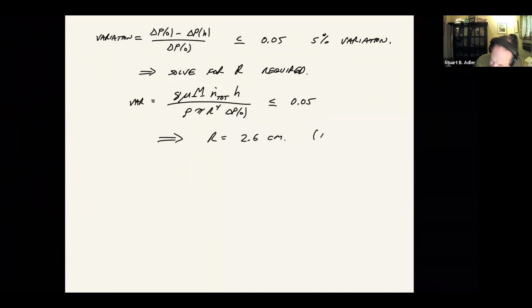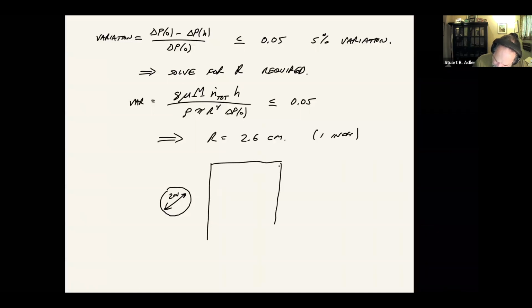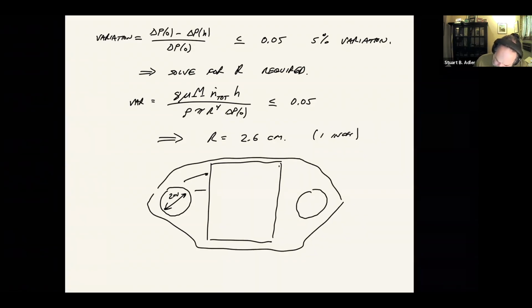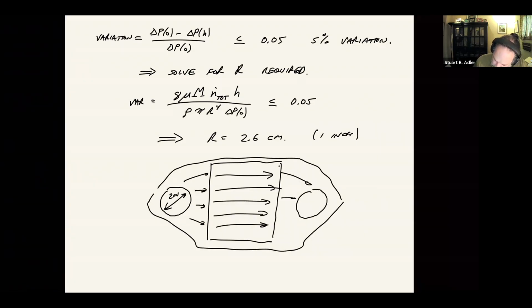That's about an inch. And that's the radius. So we're talking about a 2-inch diameter hole, 5 centimeters total for a cell that's 12 by 12. We're going to need port dimensions that are kind of on that order of magnitude. So this is the issue that we have to think about.